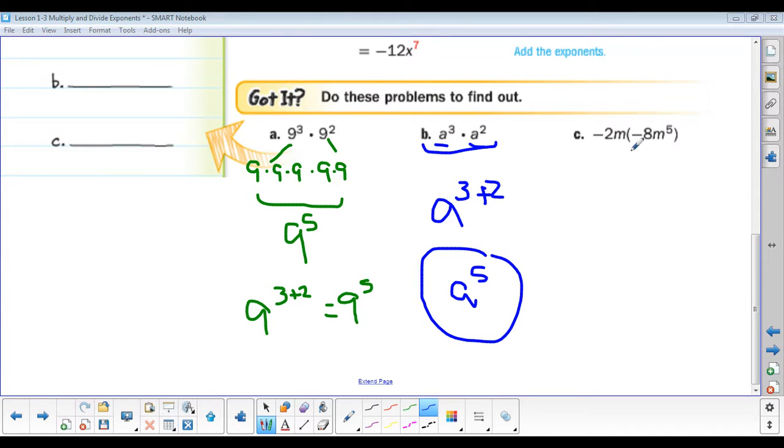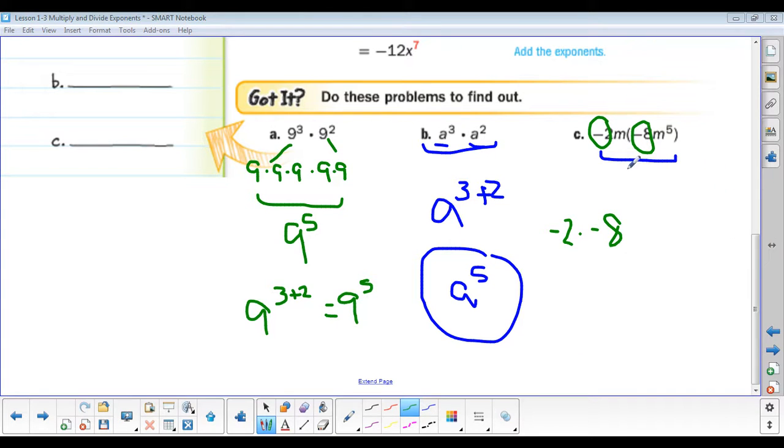I'm done. Now notice in part C, it's a little more complicated for a couple of reasons. Reason number one is we have two numbers here that aren't bases. They don't have exponents. They're just numbers floating around. Keep in mind, all this is multiplication. So when I go to organize my problem, I'm just going to put them out front. I have a -2 and a -8 that are being multiplied with everything else.